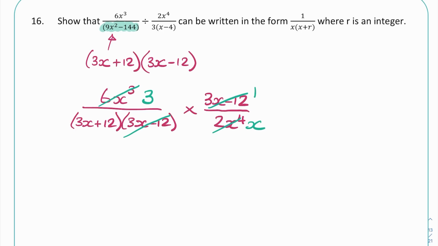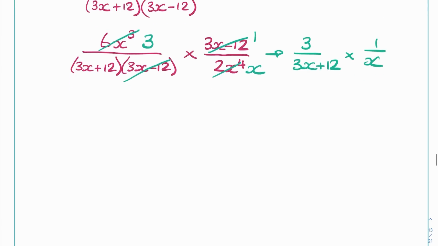So there we go, everything pretty much cancels out. On the top, and if we write these out neatly, we've got 3 over 3x plus 12 multiplied by 1 over x. Now that's a lot easier for us to multiply. So when we multiply the top, 3 times 1 would be 3, and on the bottom we'd have x multiplied by 3x plus 12.